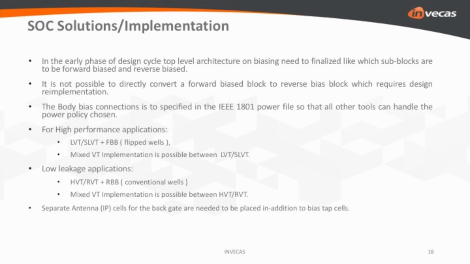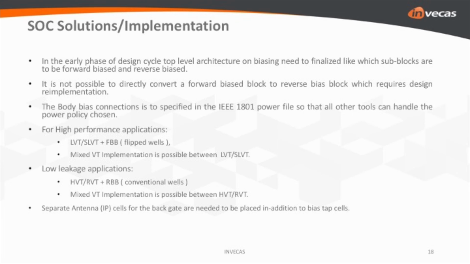Moving on to SOC implementations and solutions. In the early phase of the design cycle, the top level architecture on biasing needs to be finalized, like which sub-blocks are to be forward body biased and reverse body biased. It is not always possible to directly convert a forward body biased block into a reverse body biased block. That requires design re-implementation. The body bias connections are to be specified in the IEEE 1801 power file so that all of the tools can handle the power policy chosen in an efficient way.